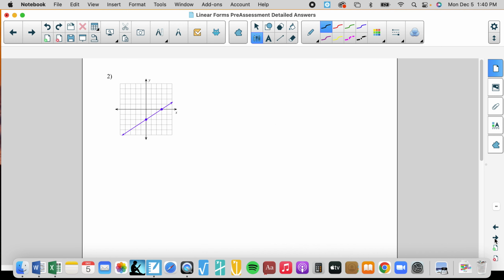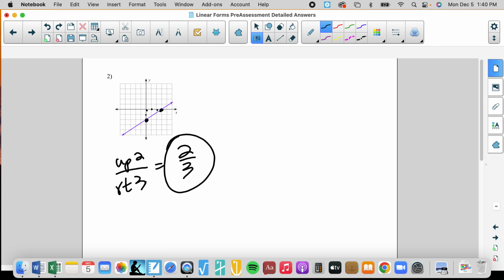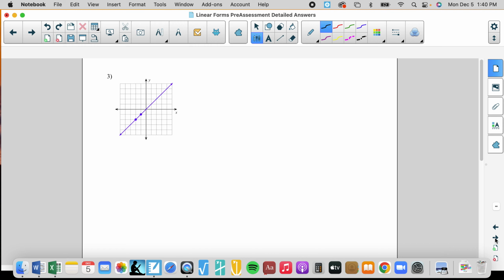Now we can do it a little bit faster. I'm going to start with this point, move to this point. I go up 2, and I'm going to go right 1, 2, 3. Up 2 is positive 2, right 3 is positive 3. So my slope is 2/3. I'm going to go from this point to this point again. I go up 1, and then I go right 1. That's 1/1. I cannot leave it as 1/1. I must simplify all fractions. So my slope is going to be 1.